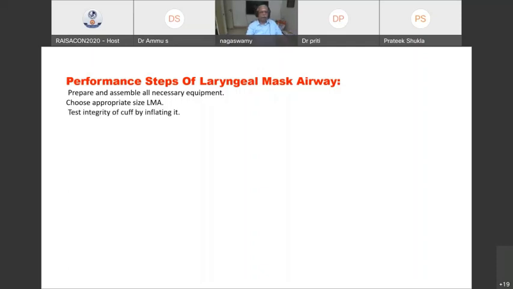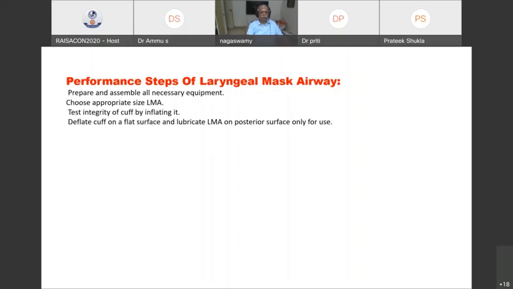Then how do you test for the integrity of the cuff? Sir, we inflate the cuff and we look whether there is any leak or not. Yes, you inflate and leave it there for some time, see whether it is shrinking or maintaining the size as you inflated. And then will you use it inflated or deflated? Sir, I will deflate it. Semi-inflated, meaning not too much deflated, not fully inflated. Okay. So deflate the cuff on a flat surface and lubricate the LMA on the posterior surface.